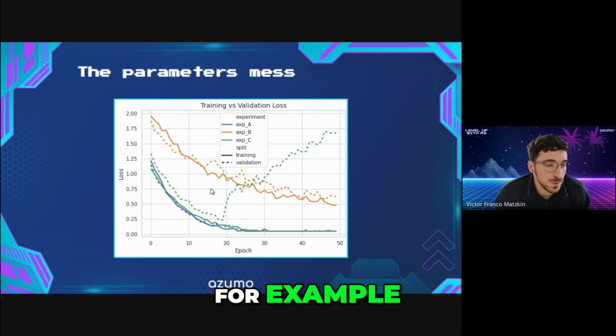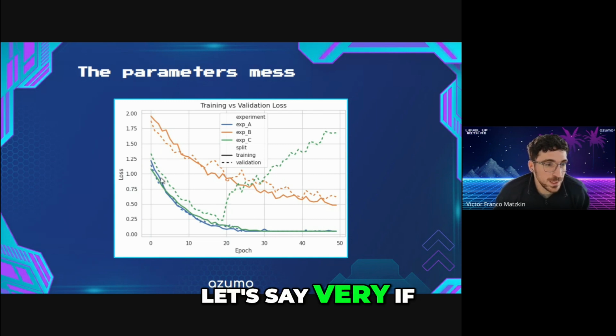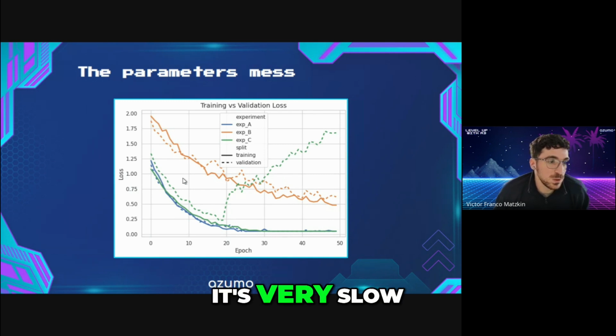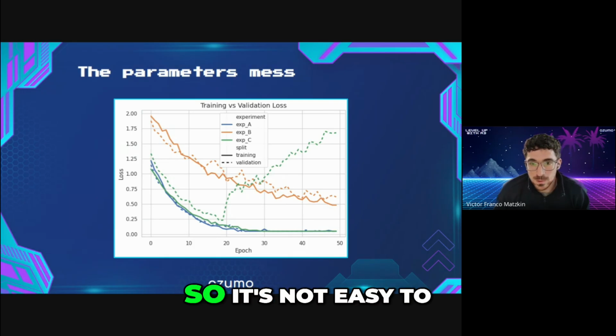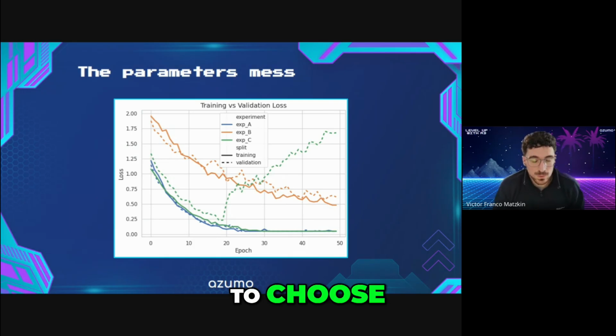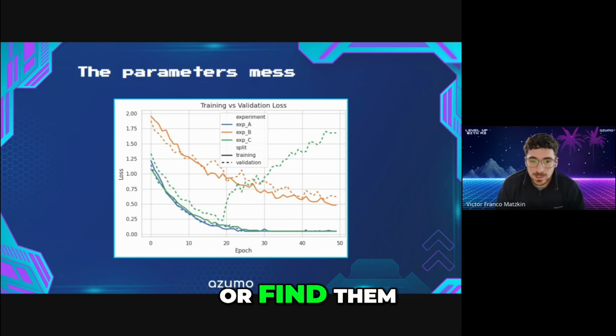But for example, if the learning rate is very slow, let's say, the model can take more time to converge, or more epochs, let's say. So it's not easy to choose a good set of parameters or find them, let's say.